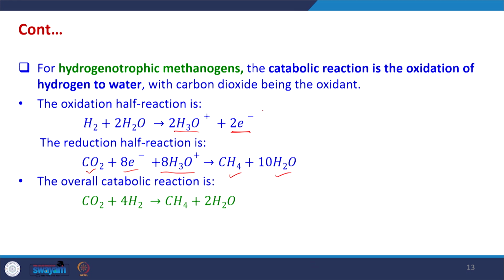Now, we have to combine both reactions together, and for this we will have to multiply the first reaction by 4, so that 8 electrons and 8 electrons go off, and the overall reaction can be written as CO2 plus 4 H2 produces methane plus water. So, this is the hydrogenotrophic methanogens reaction under catabolism conditions.